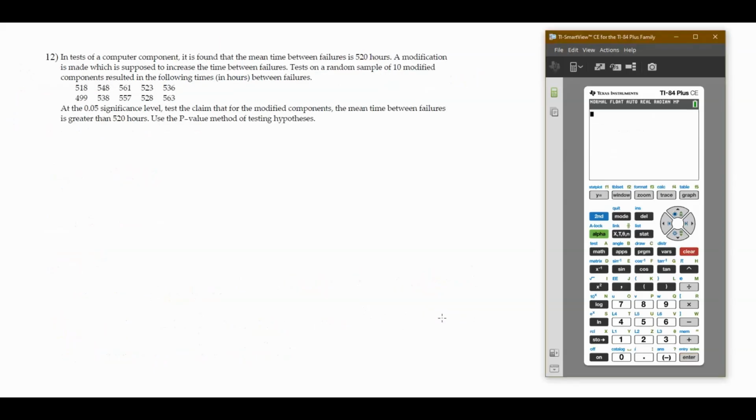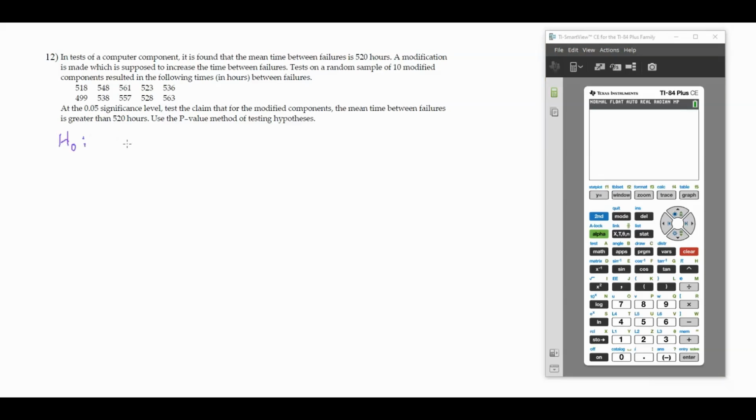Right, number 12. In tests of a computer component, it's found that the mean time between failures is 520 hours. A modification is made that is supposed to increase the time between failures. Test on a random sample of 10 modified components gave this following data. At the 5% level, alpha 0.05, test the claim that modified components, the mean time between failures is greater than 520, using the p-value method.